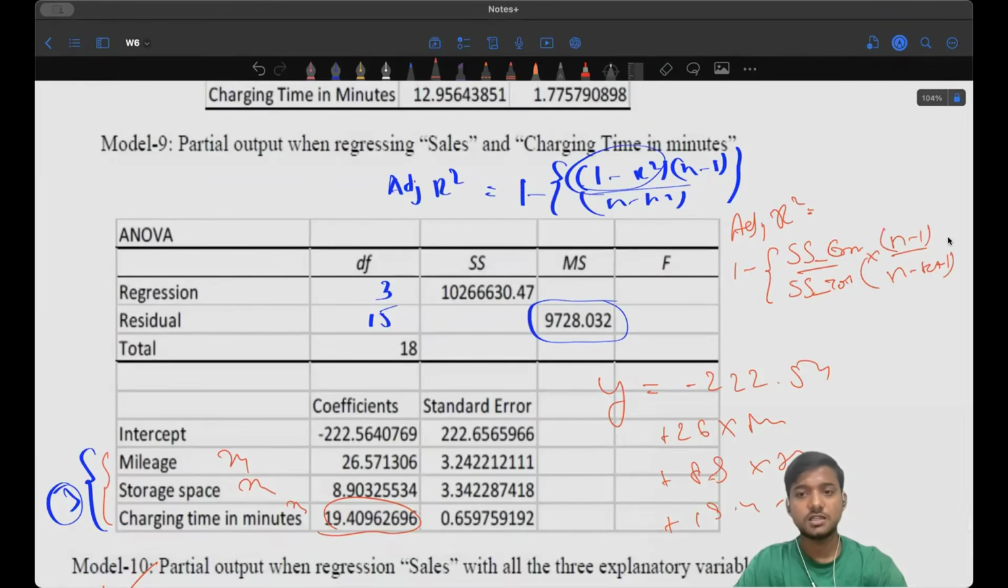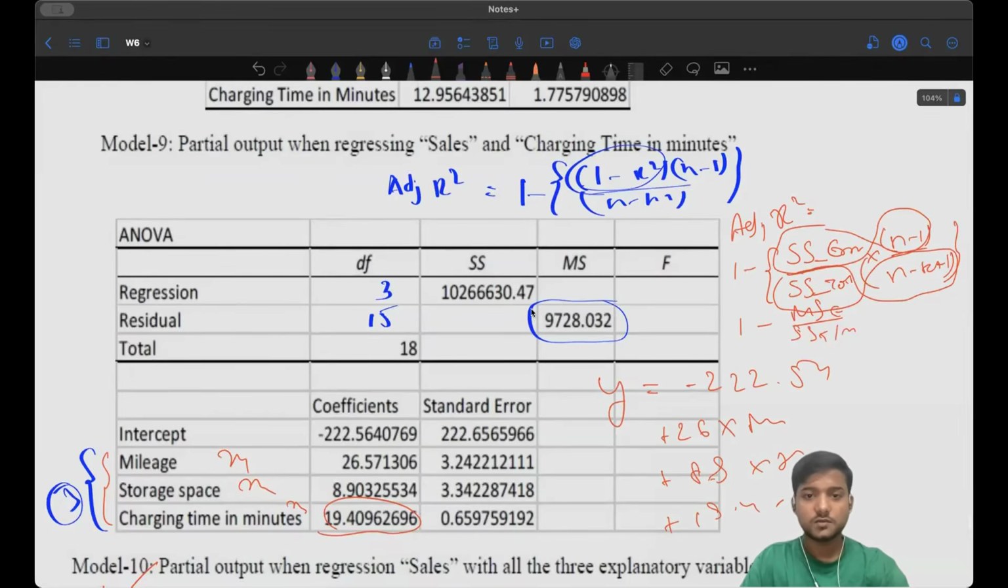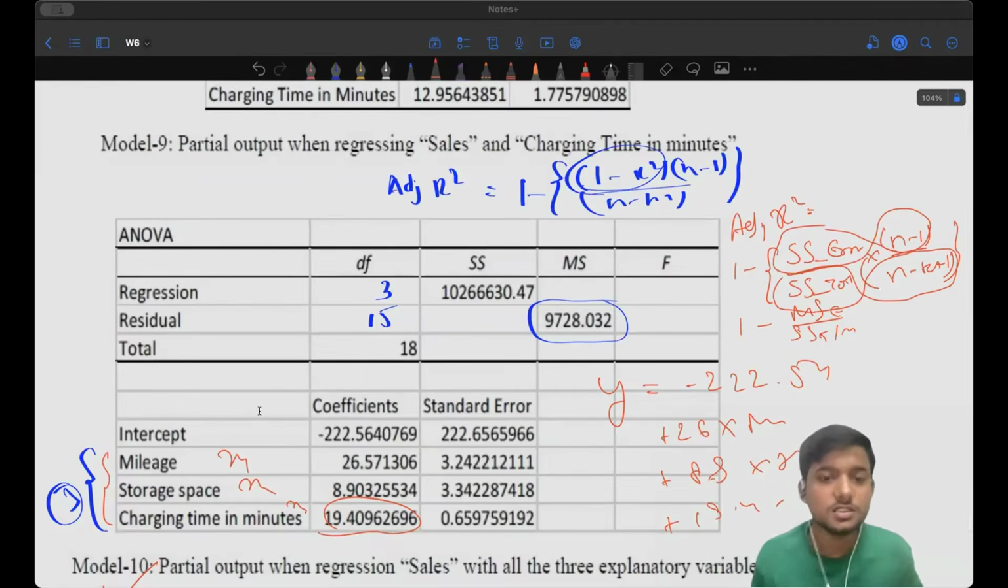If I rearrange this again, this would become 1 minus sum square error, which becomes your mean square error, divided by mean square, that is sum square total by n minus 1. So you can do it from here as well. And let me see this. So this is what you will have. And yeah, so let's just jump into it. We have access to this thing.